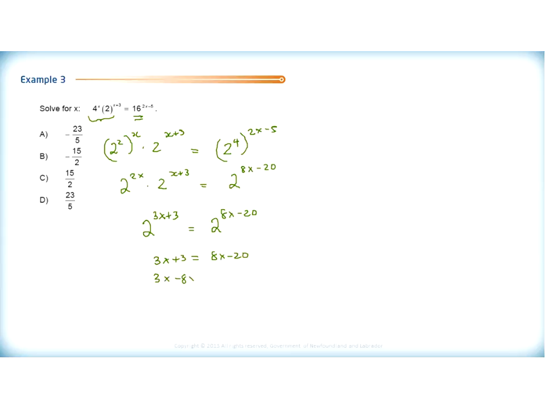3x subtract 8x is equal to a negative 20 subtract 3. Negative 5x is equal to a negative 23. x will equal 23/5. 23/5, the correct answer is D.